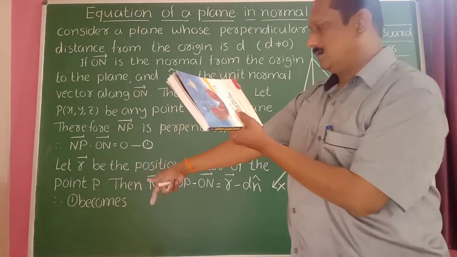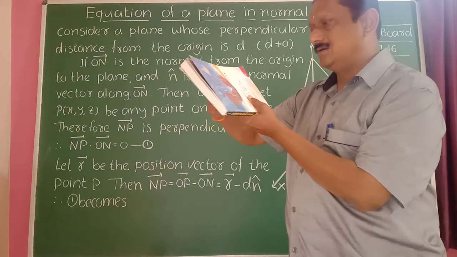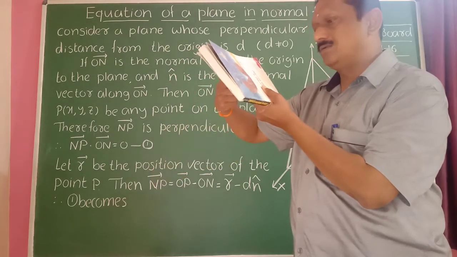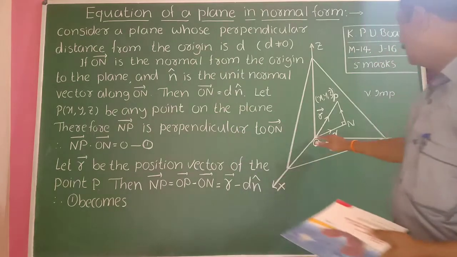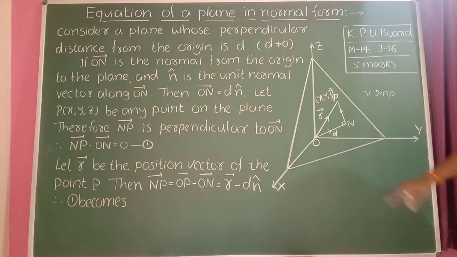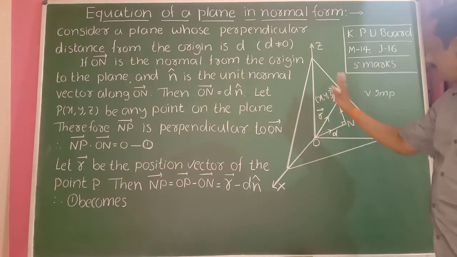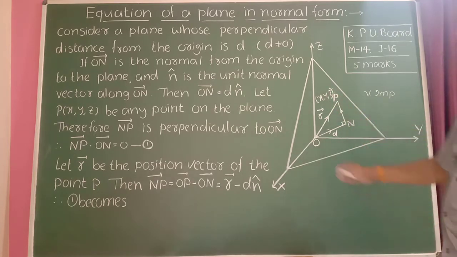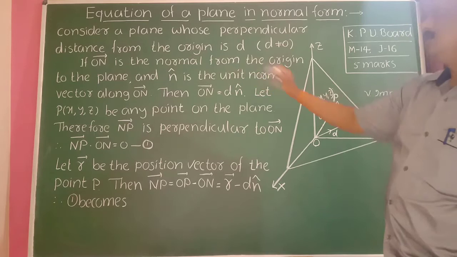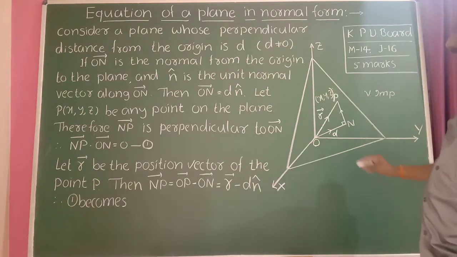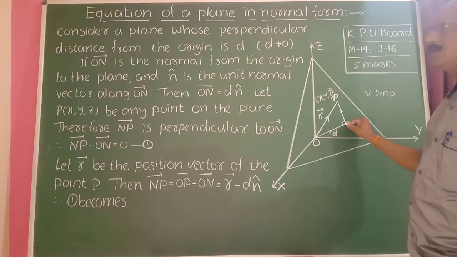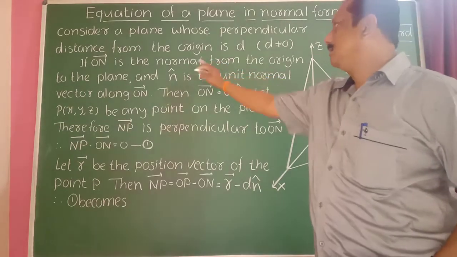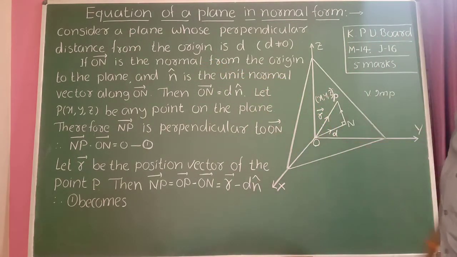Here the origin is that corner. Just draw a perpendicular to this plane. O is the origin, then ON is perpendicular to this plane. So ON bar is the normal from the origin. Normal means perpendicular to this plane from the origin.